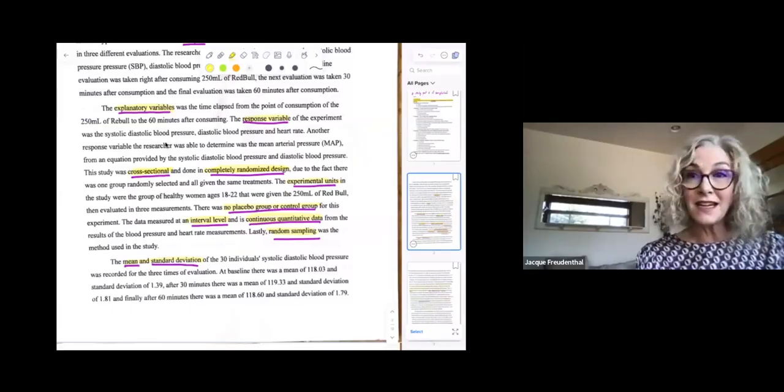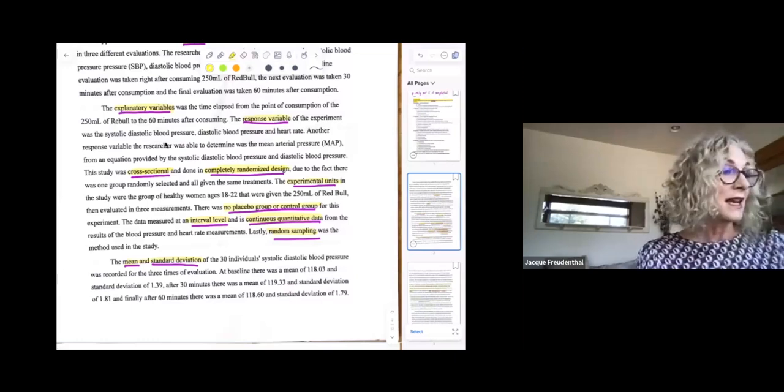Continuous quantitative data, also: why is it continuous quantitative? Why isn't it discrete quantitative, or why is it not qualitative data? You need to really be clear on those.